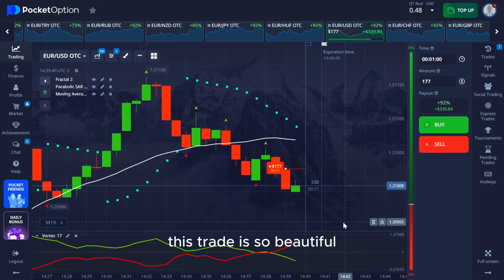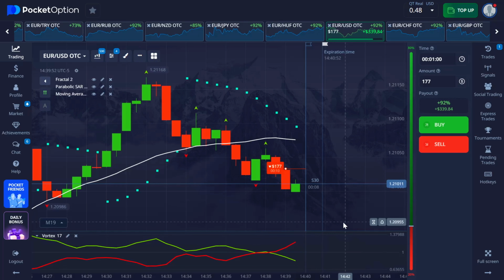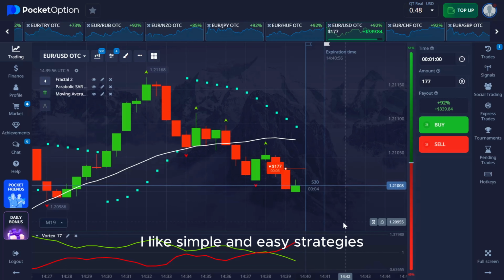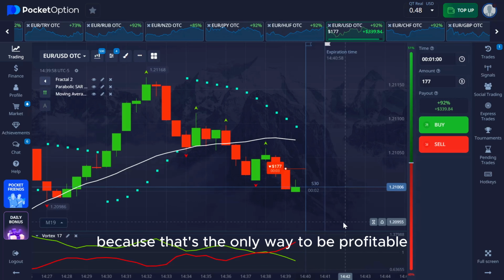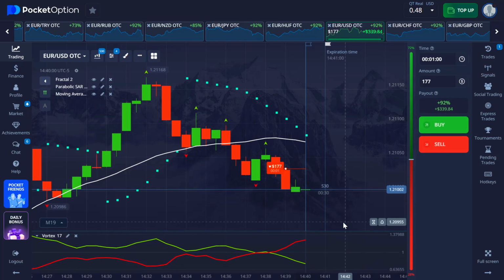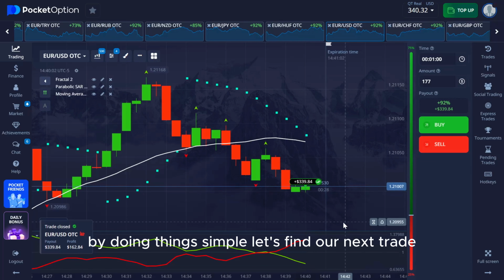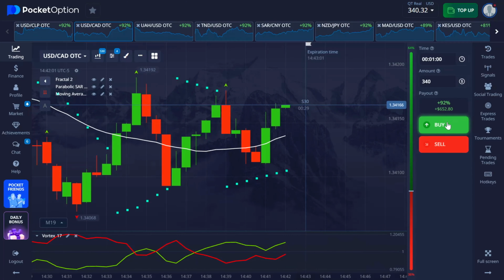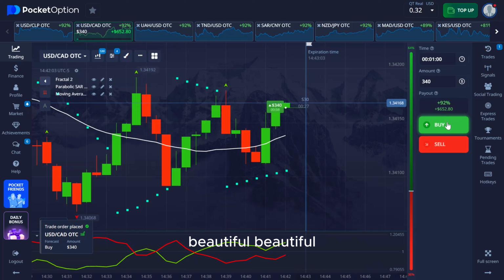This trade is so beautiful, so stress-free, you know. I like simple and easy strategies, because that's the only way to be profitable, by doing things simple. Let's find our next trade. Beautiful, beautiful.